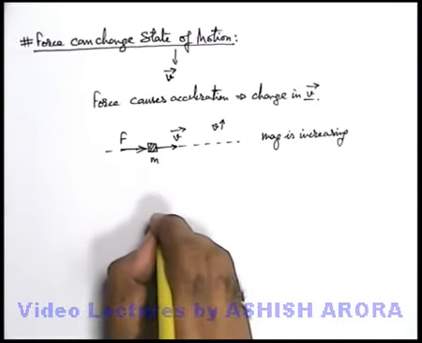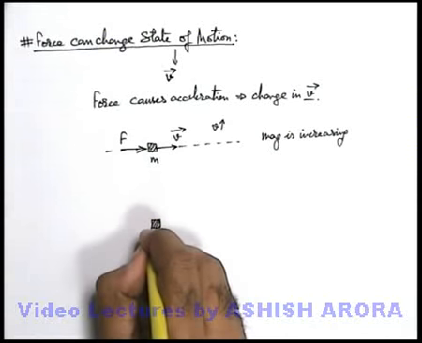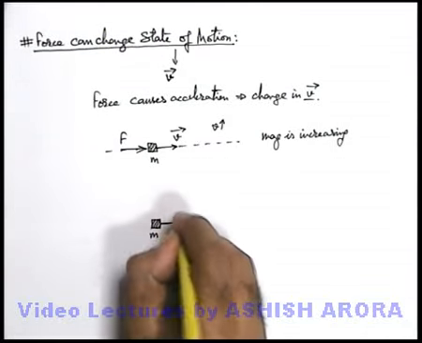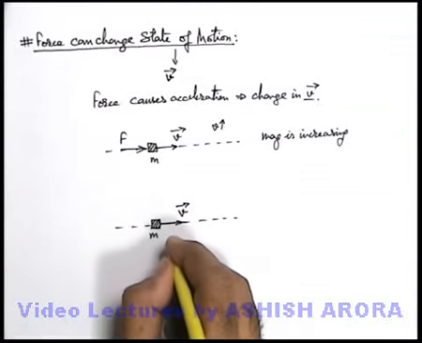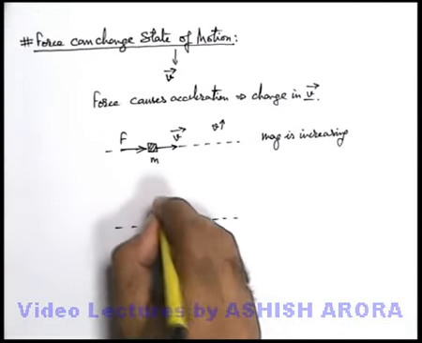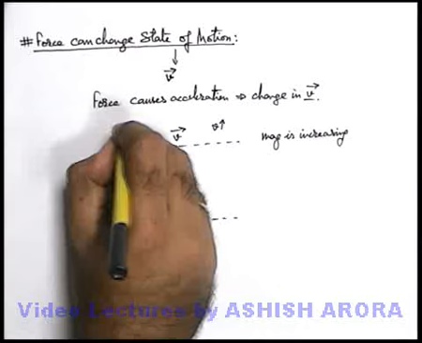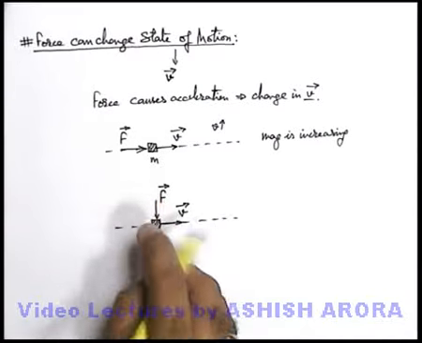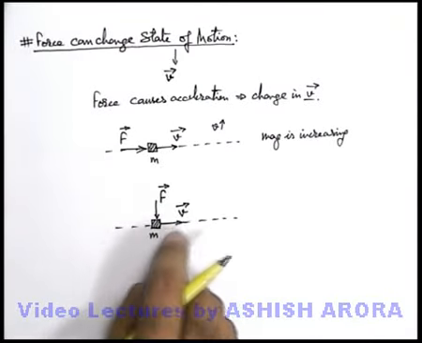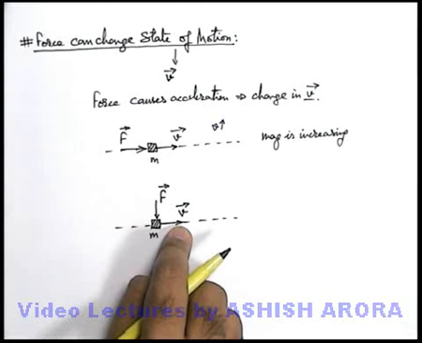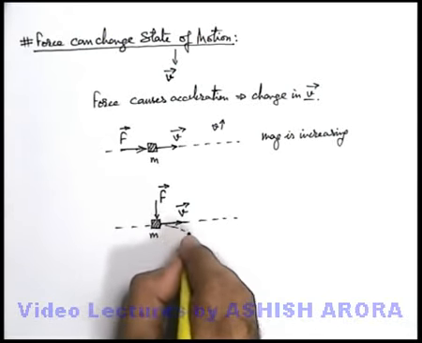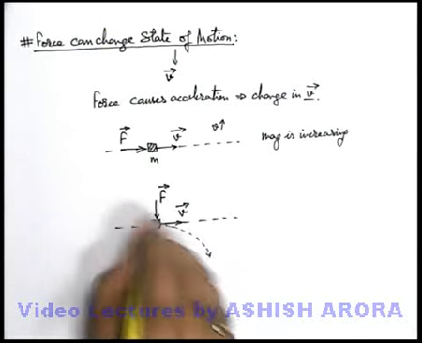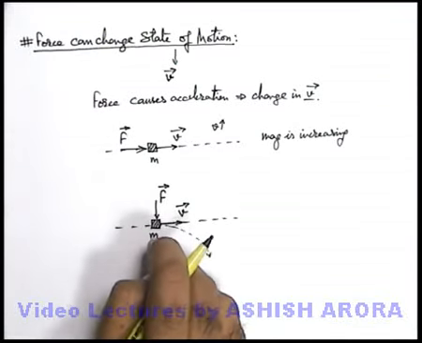But if we consider another case in which, again, we have a body of mass m moving with a velocity vector v, and we apply a force which is perpendicular to the velocity, force is also a vector quantity. You can see it is not going to change the speed. Due to this force, the direction of the body is going to change. It will bend in the direction of force.